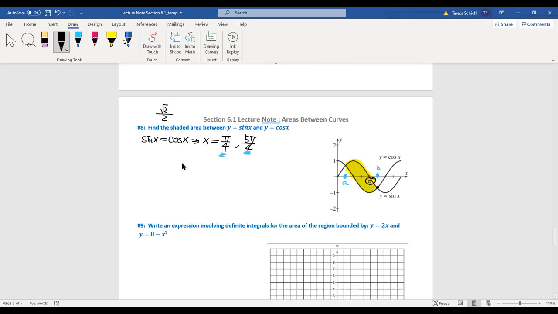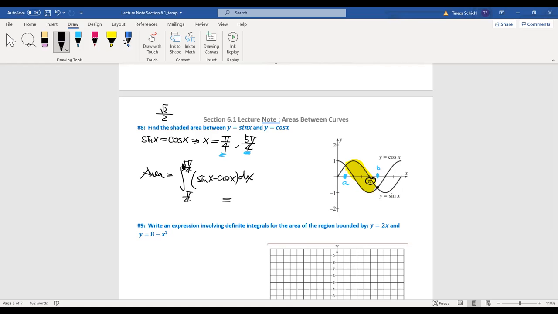So after you solve it, the integration will be pretty easy. So the area will just be what? You integrate from where to where? Pi over 4 to 5 pi over 4. And which one is on top here? This one, right? This is the sine function. So it's sine x minus cosine x dx.